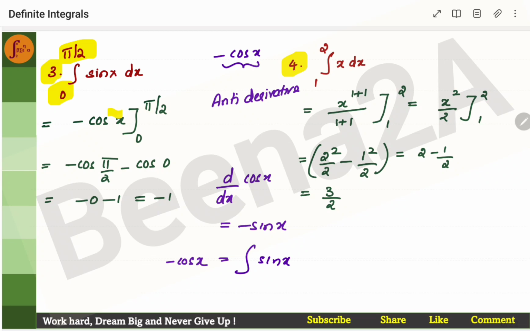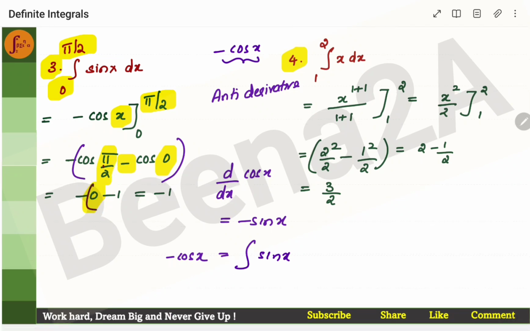Now instead of x, you put pi by 2 and then subtract, and instead of x you put 0. Remember this minus: put the minus outside, then subtract these. Cos 90 is 0. And what is cos 0? It's 1. You have minus in between and you have minus outside, so minus and minus will become plus 1. So the answer is plus 1.